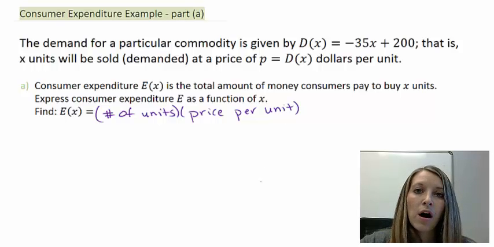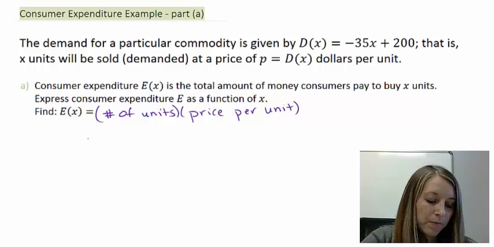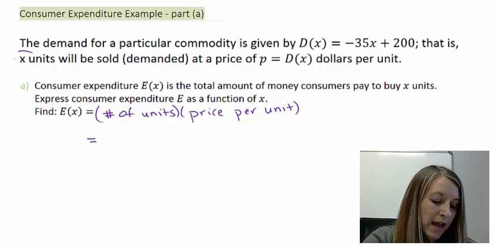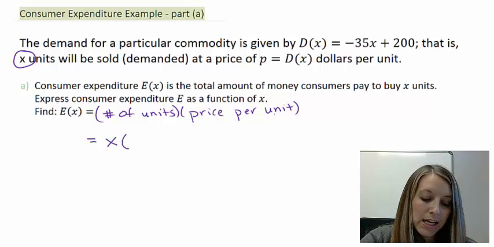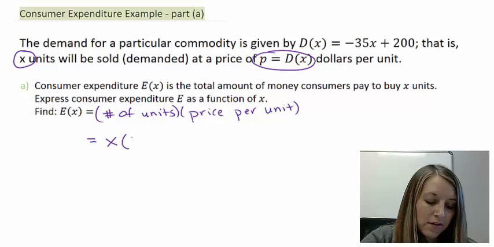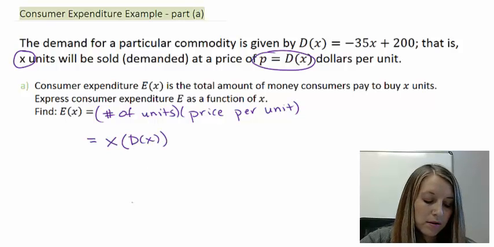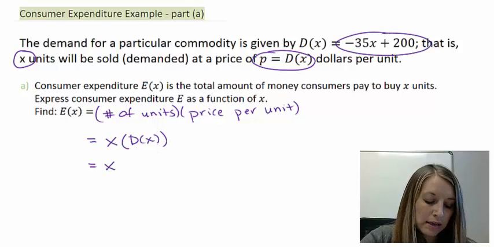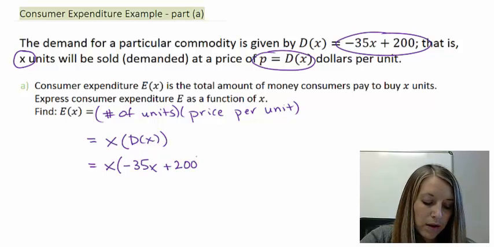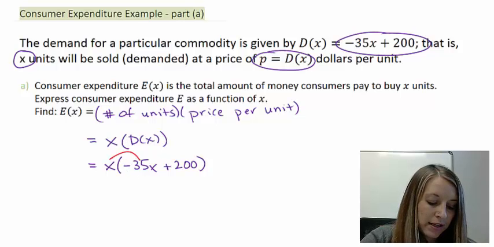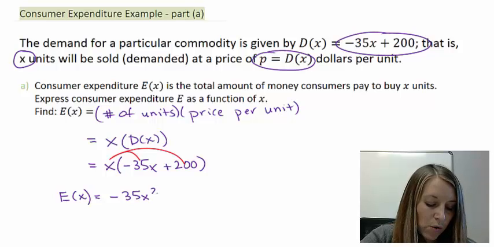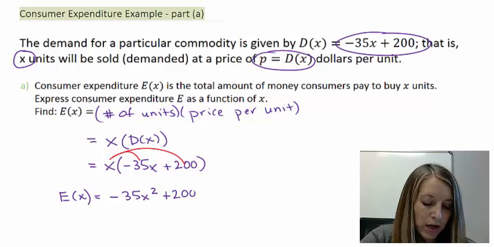So that way we figure out what our total demand or our total expenditure is. Well, the number of units is defined by x, and the price per unit is defined by our D of x equation. But more importantly, we know that we can substitute in what our D of x equation is, and so that is negative 35x plus 200. So to simplify this, all we have to do then is distribute this x here. So our expenditure equation as a function of x is negative 35x squared plus 200x.